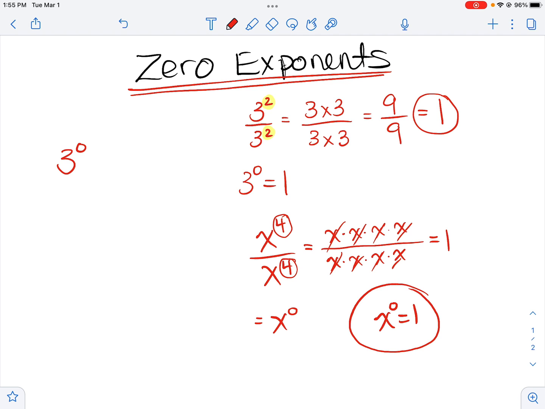Interesting. We can also show that it kind of fits the pattern. So let's say we had 2 to the power of 4. That equals 16. 2 to the power of 3, that equals 8. 2 to the power of 2, 4. 2 to the power of 1, 2. 2 to the power of 0. Let's say we didn't know yet.